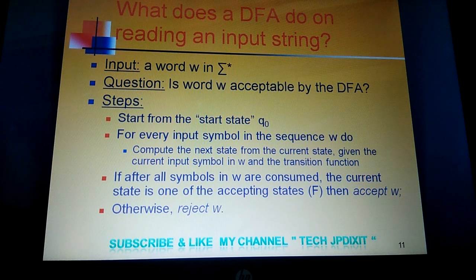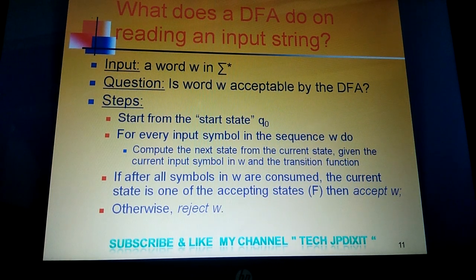What does a DFA do on reading input strings? Given a word W in sigma closure, the question arises: is the word accepted by the DFA? With the help of the transition diagram, we can define it.